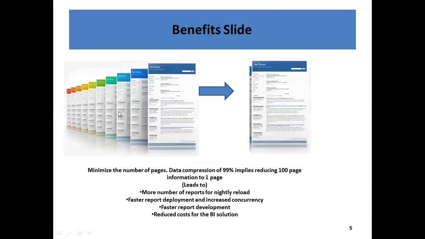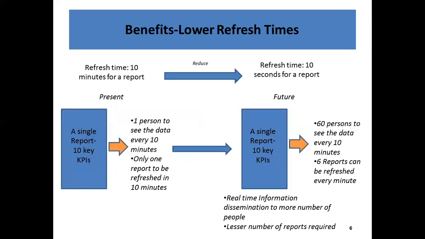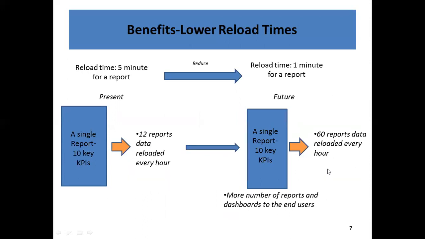So we take 100 pages of information and minimize it down to 1 page. A lower number of pages means lower scanning required, and therefore in turn results in lower RAM utilization, faster data access, and reduced cost of BI solutions. As you can see, if a report is taking 10 minutes to refresh, only 1% can see the data. But if it takes 10 seconds, then 60% can see the data, which is real-time information dissemination.